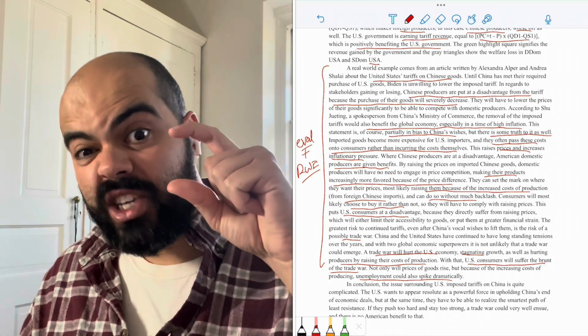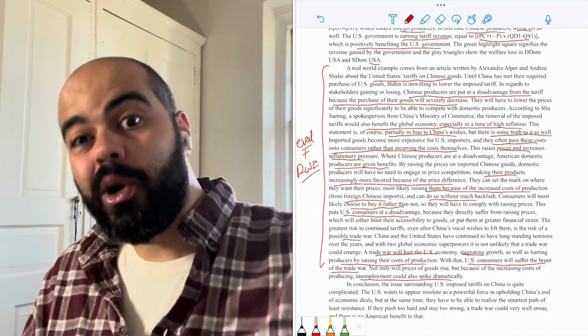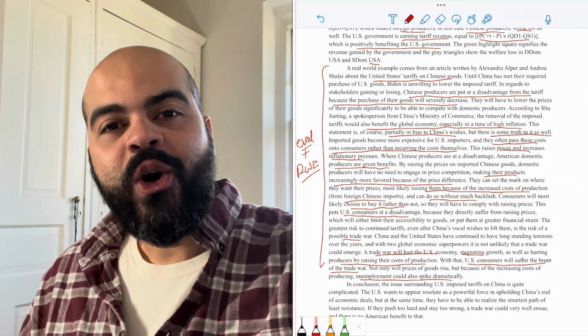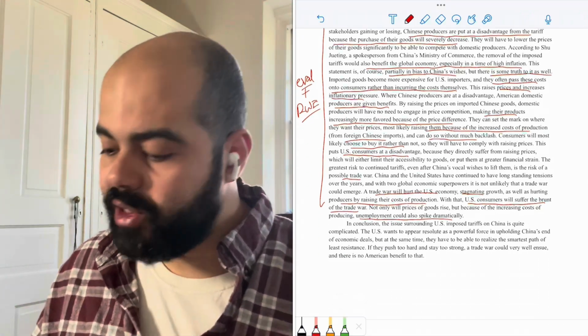The evaluation and the real world example is actually really good because it does respond to the demands of the question, which is evaluate the effects of tariffs on different stakeholders. And here the student talked about lots of different stakeholders.